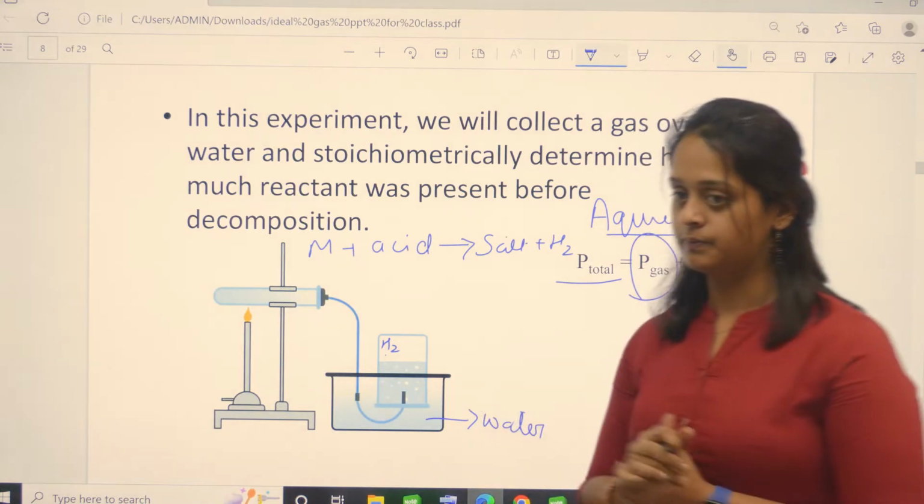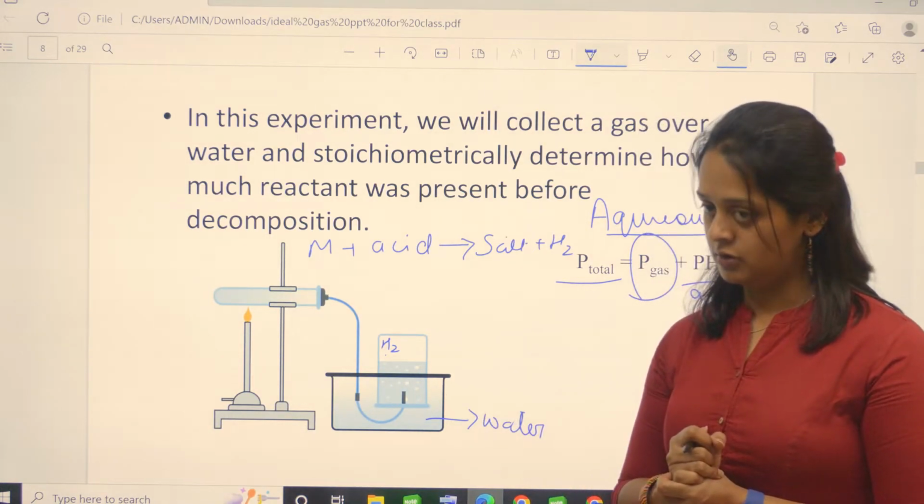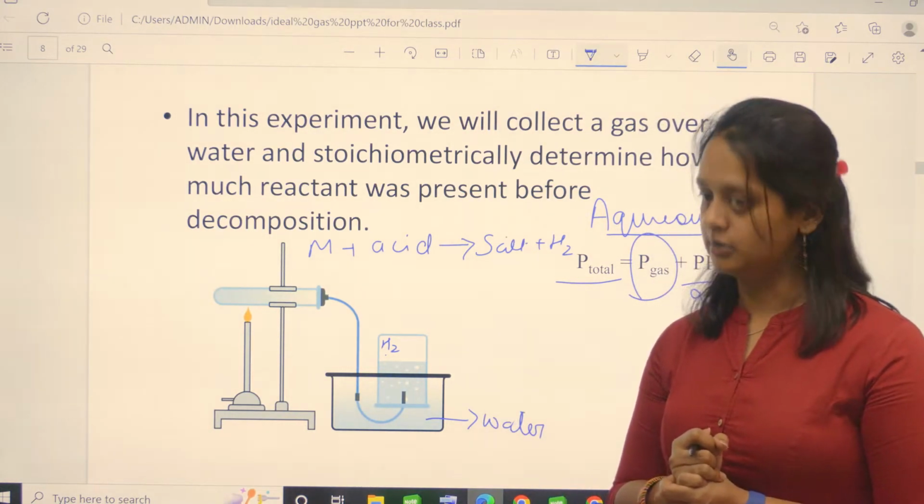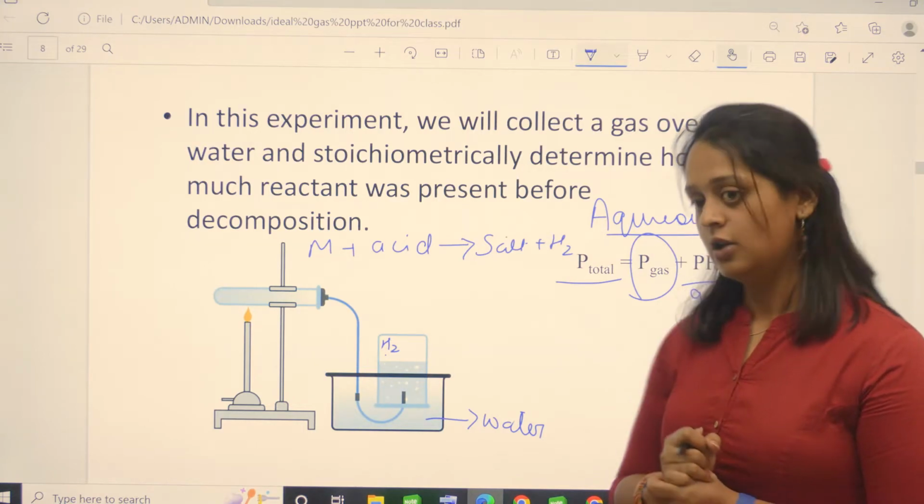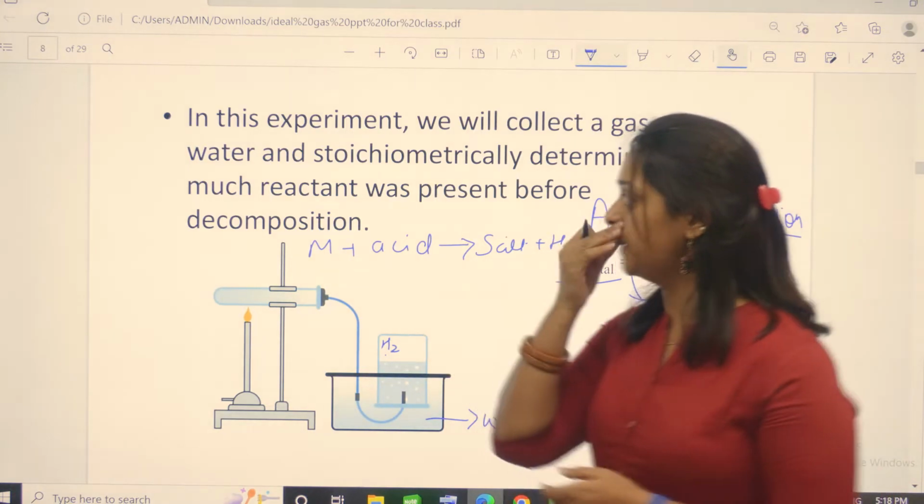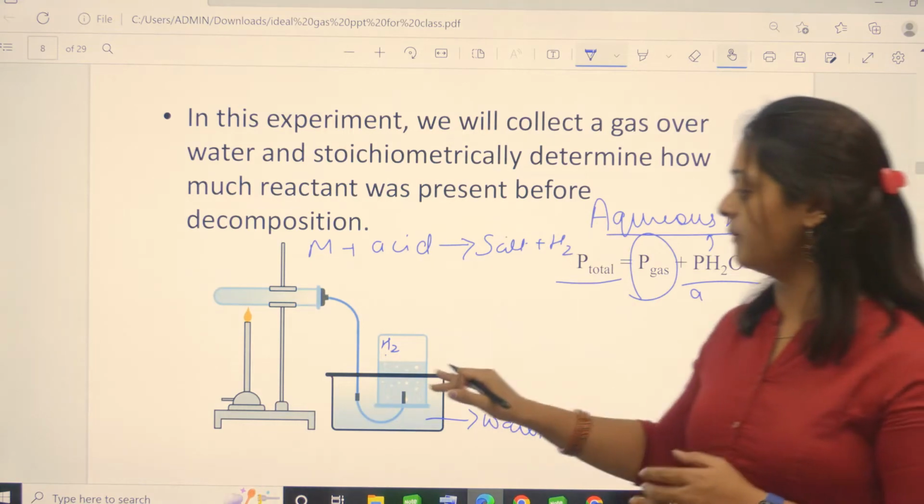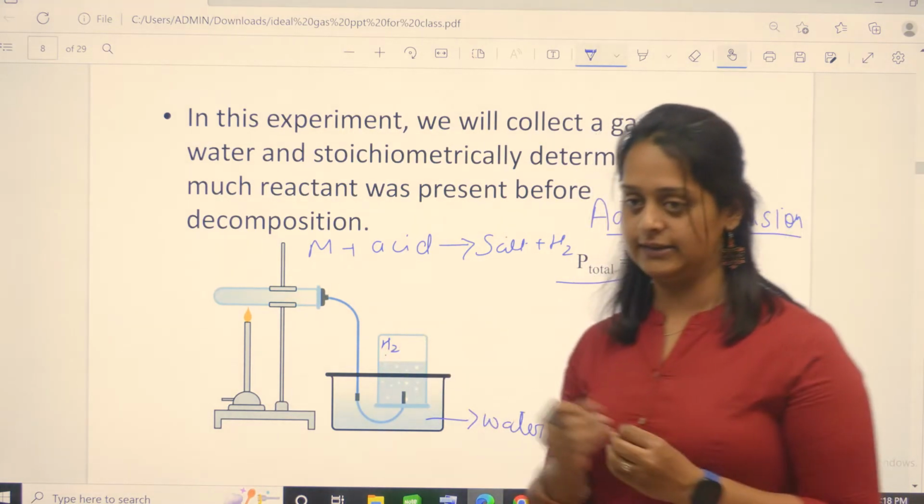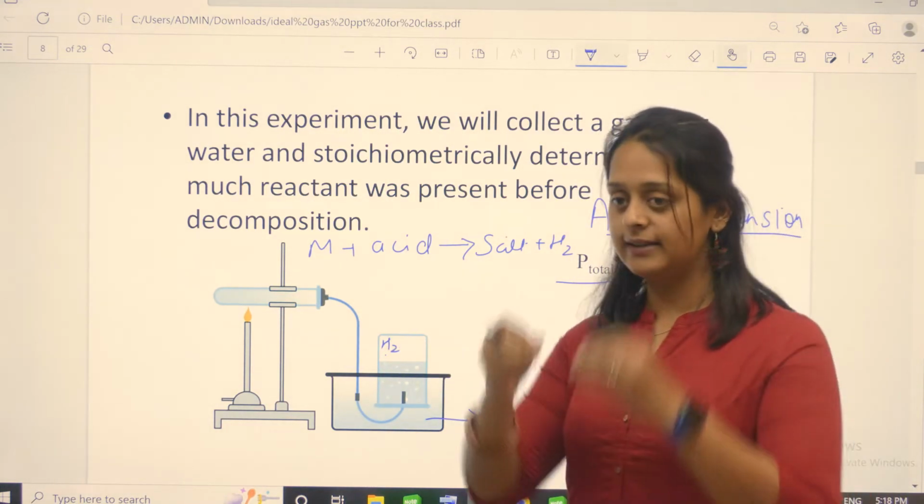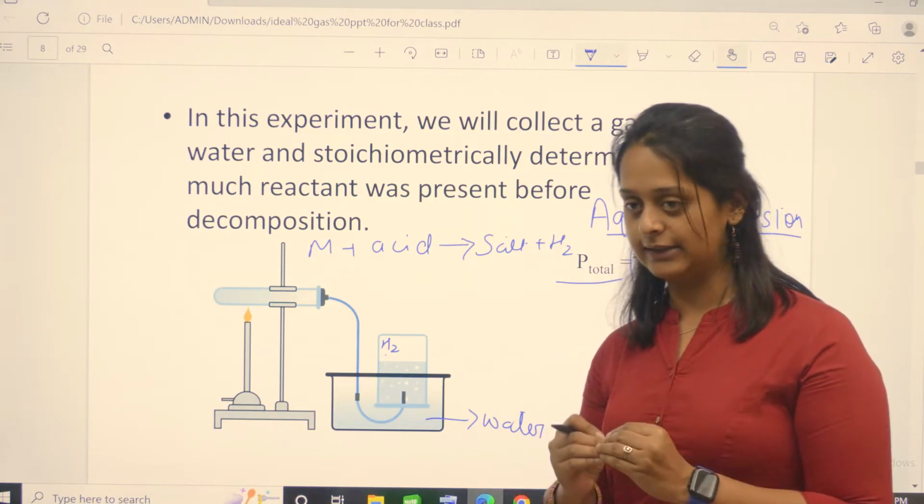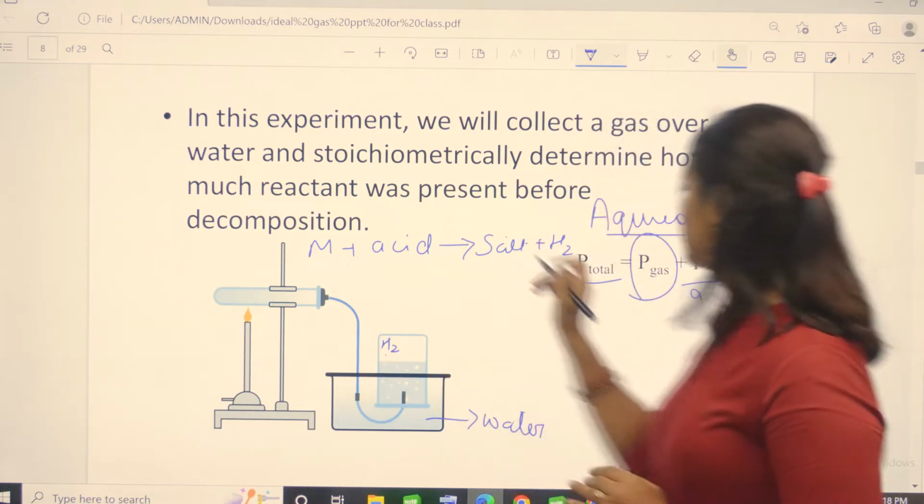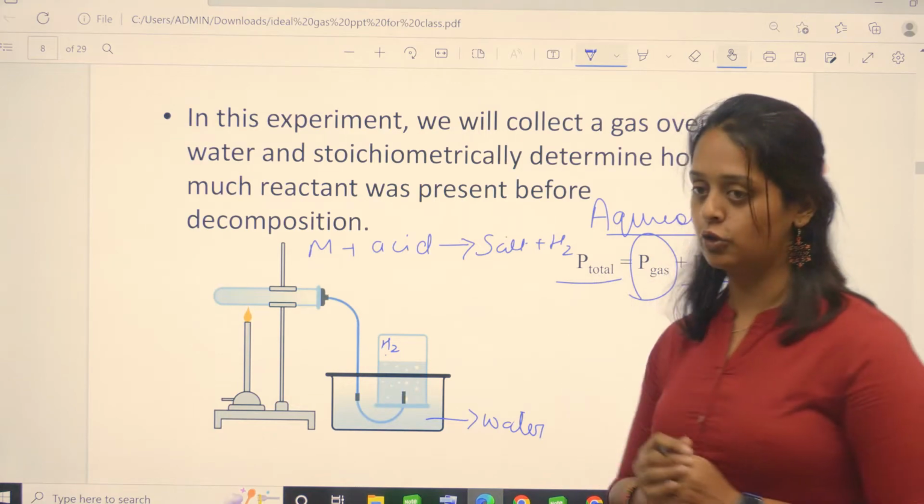Now we are talking about pressure exerted on whatever is inside the container. Yes, on the container. So what is happening? In this experiment, whatever gas is collected will be exerting pressure onto the container, or on the walls of it. That is denoted by the total pressure.